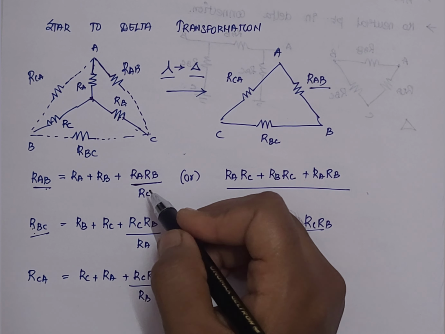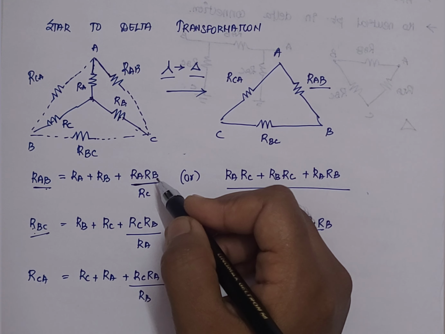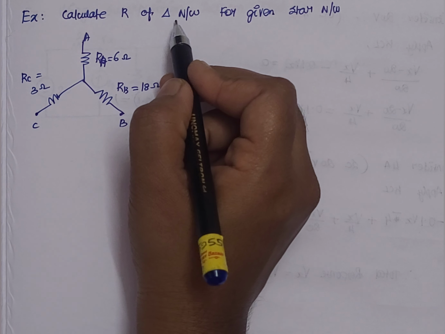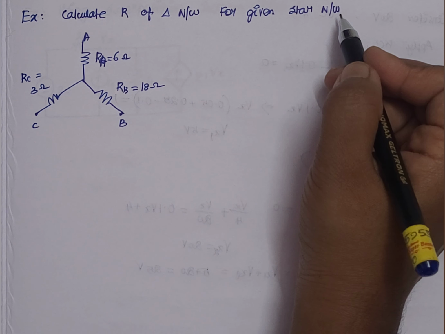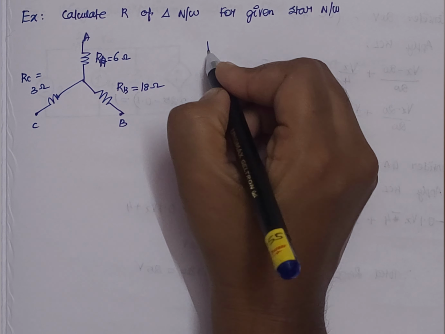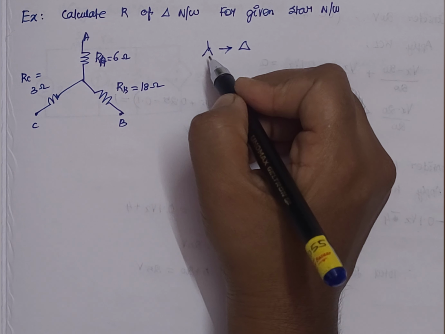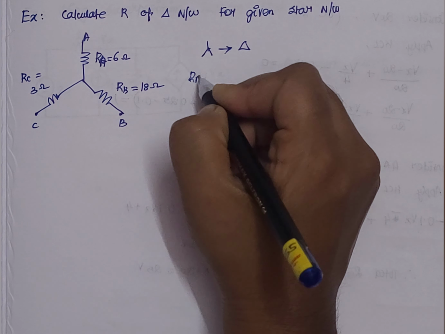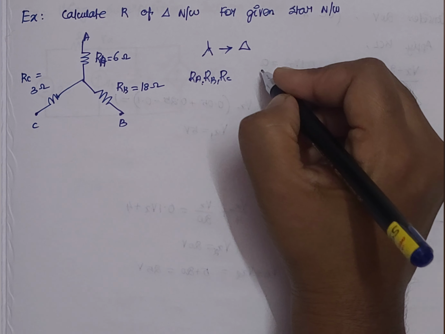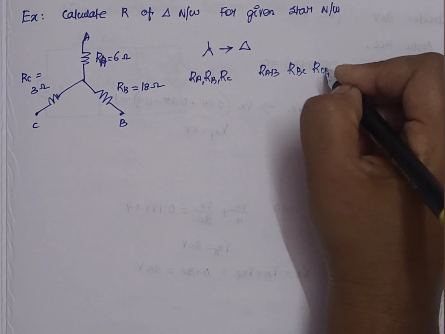Now let us see problems based on these formulas, how to convert a delta to star and star to delta. Example, calculate the value of R for the delta network for the given star network. So here we have got a star network and we have to convert this star network into its equivalent delta network. For the star network, we have got the values as RA, RB and RC, and we are supposed to calculate the values of RAB, RBC and RCA.